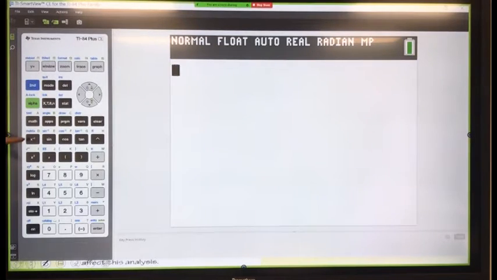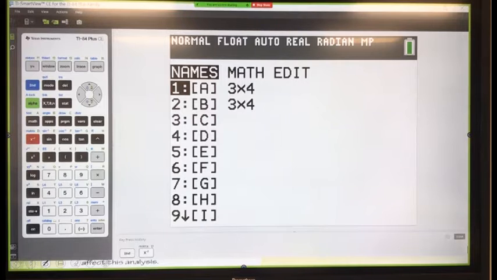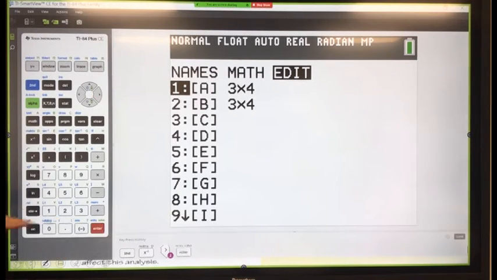All right, you want to hit matrix here. See it's blue? So second x to the power of -1. You're going to go over to edit. Edit matrix A. I already have it in there because I've already worked on this, but edit matrix A.